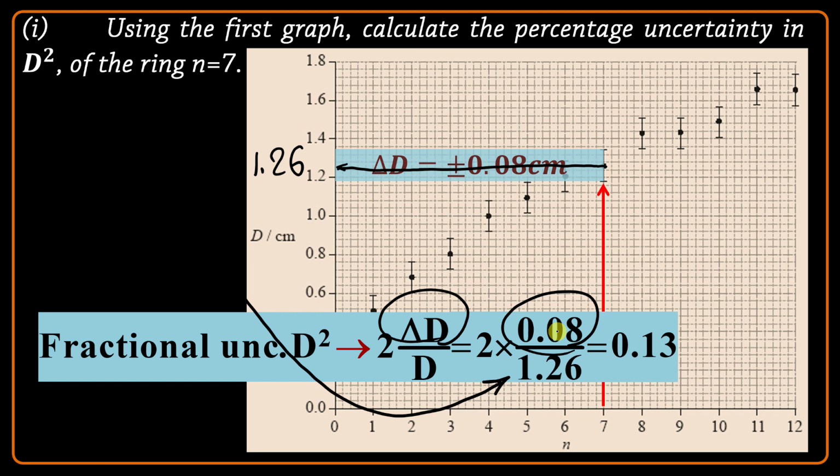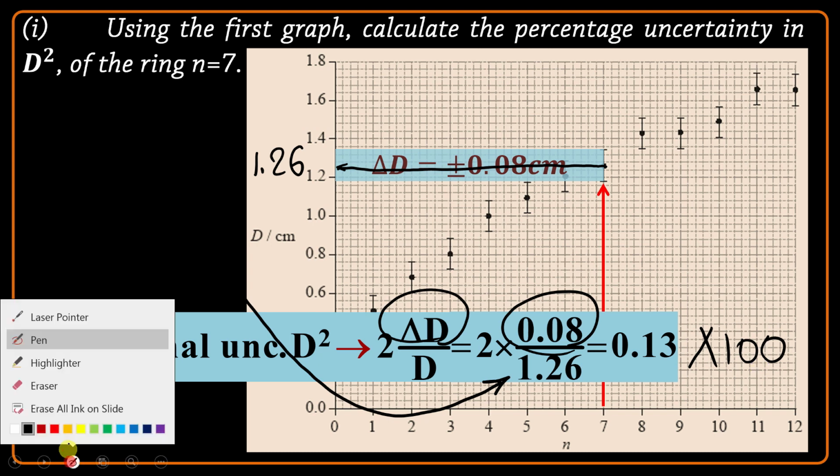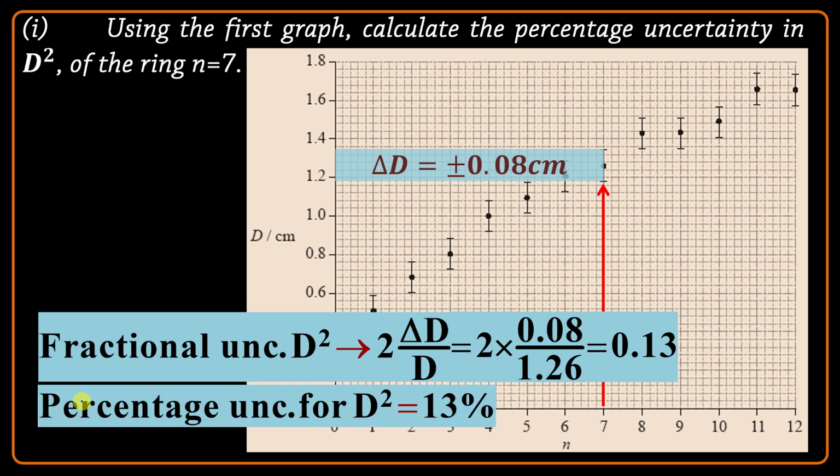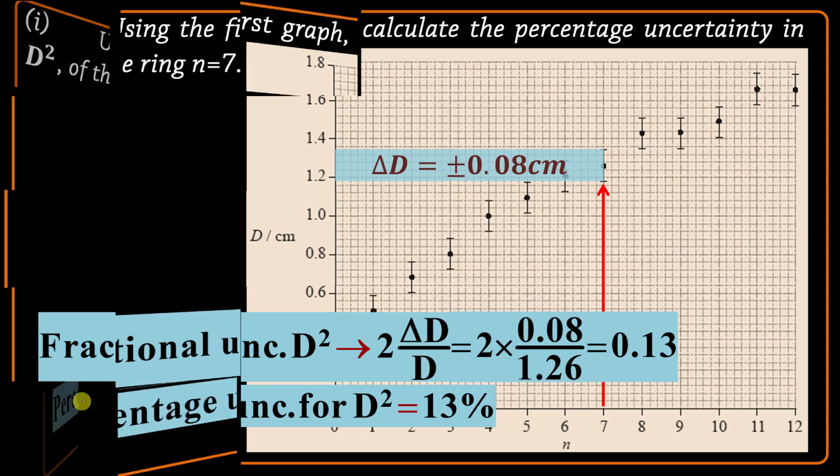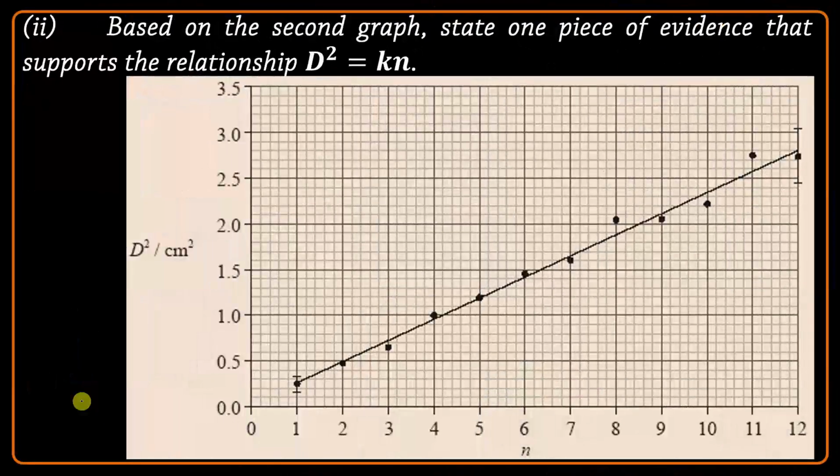So the fractional uncertainty is 0.13. If I multiply it by 100, I can easily find the percentage uncertainty, you know. So the percentage uncertainty for d squared is 13%. Okay, let's continue.